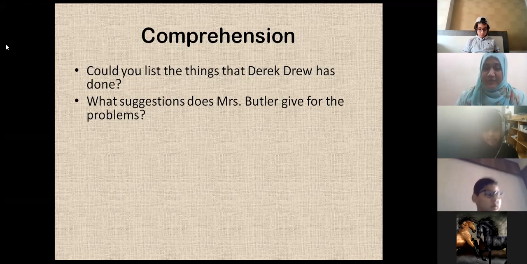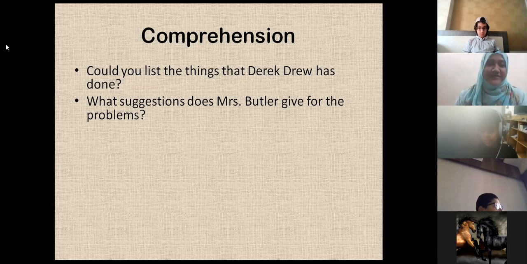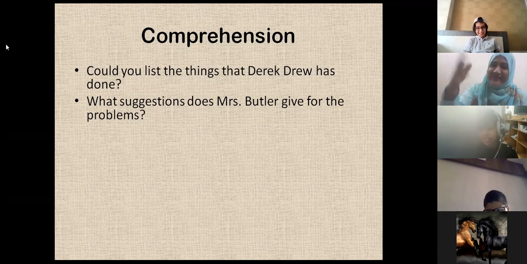Ma'am, Ali Mudkar would swallow it. Oh, he totally would. He would be like, Mrs. Butler, give more. Whatever you have, give your chalk and duster also.